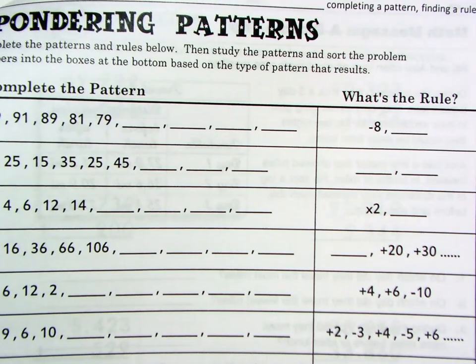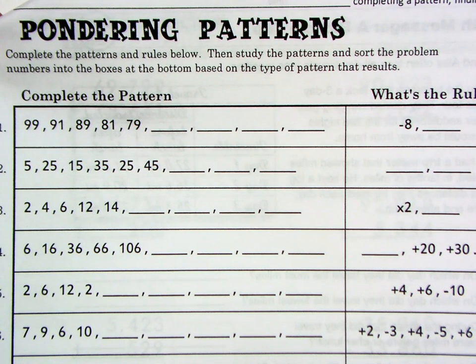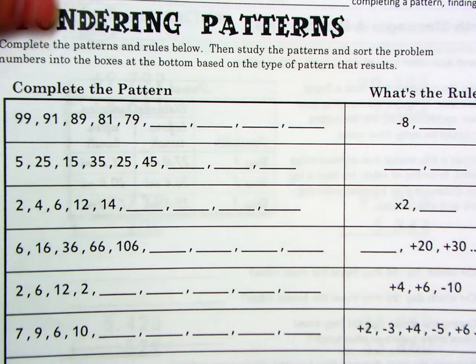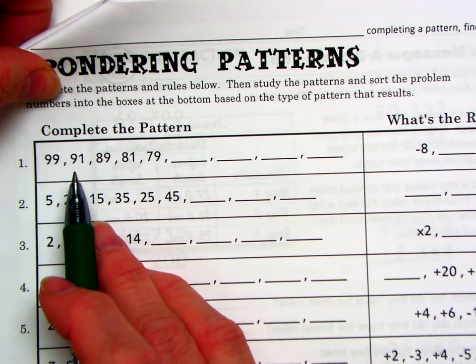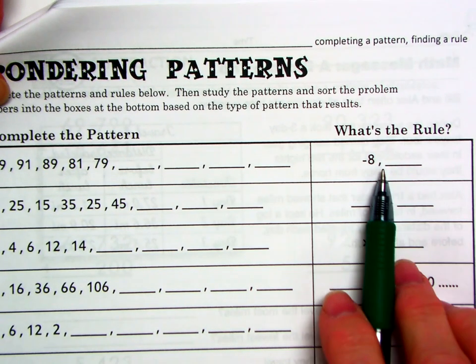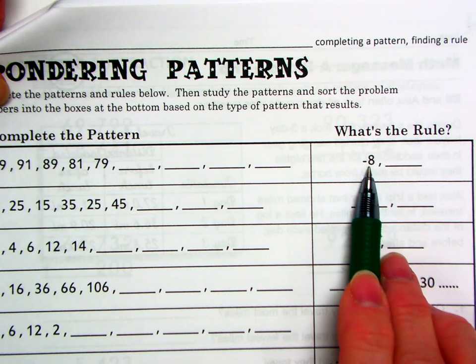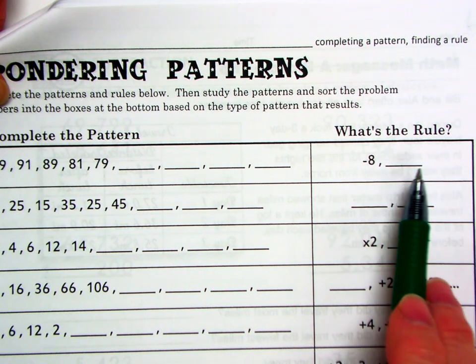All right, the next page is pondering patterns. Complete the patterns and rules below. Then study the patterns and sort the problem numbers into the boxes at the bottom based on the type of pattern that results. Now, on this page, you're going to need to put the little upside down arrows with what you did for each step. Now, over here, they've given me a hint about what the rule is. This is a 2-step rule, which means I'm going to do -8 and then something else, and then -8 and then something else.